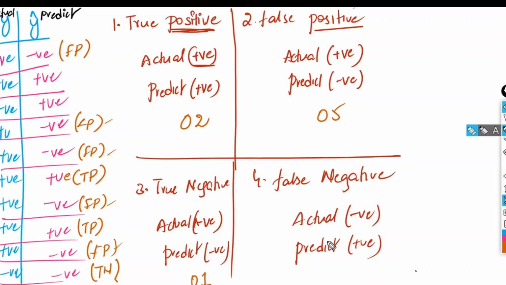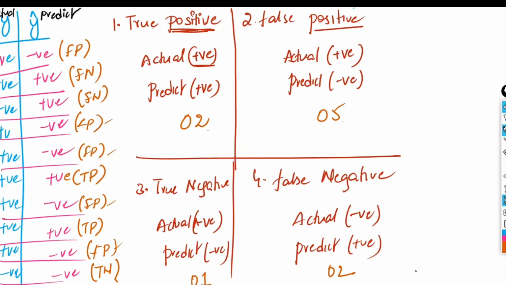And next one is false negatives. What are the false negatives? Actual negative and predicted positive. This is called false negative, which is 2. So 2 plus 5, 7, 8, 10. Total number of records is 10.